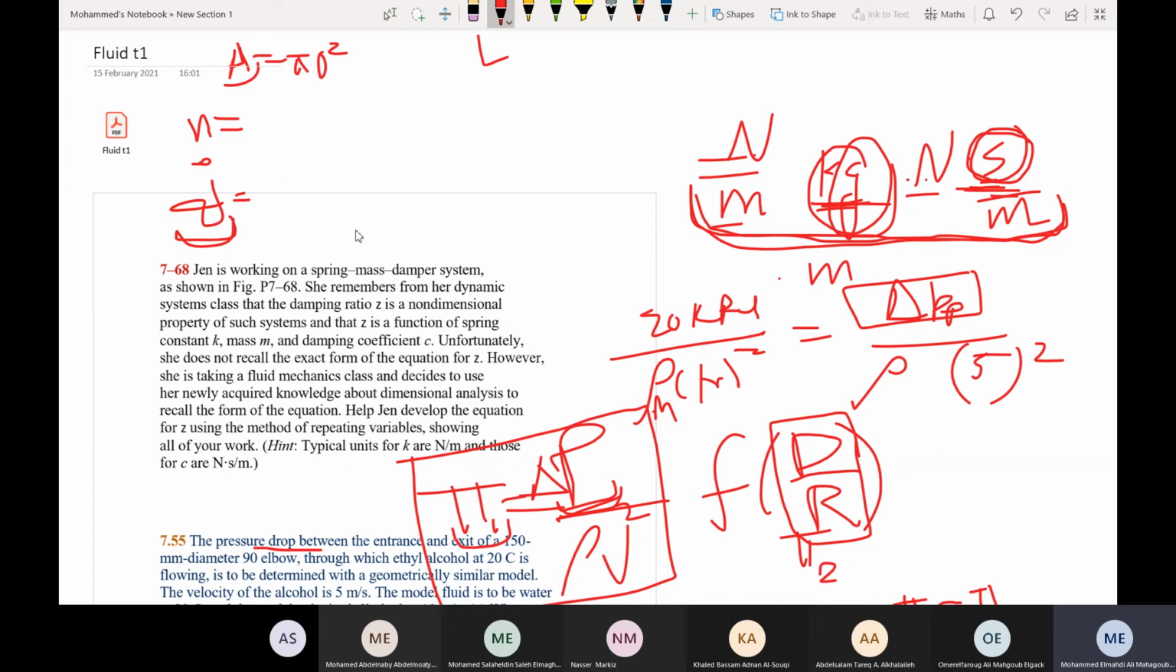And then lastly, you will calculate the pi's by selecting three repeating parameters. The three repeating parameters should not form a pi by their own. This is the usual case, and we did a special one here, because we already know that they will form a pi. The zeta, or the damping factor, is dimensionless. It's the dimensionless number that we want to find.